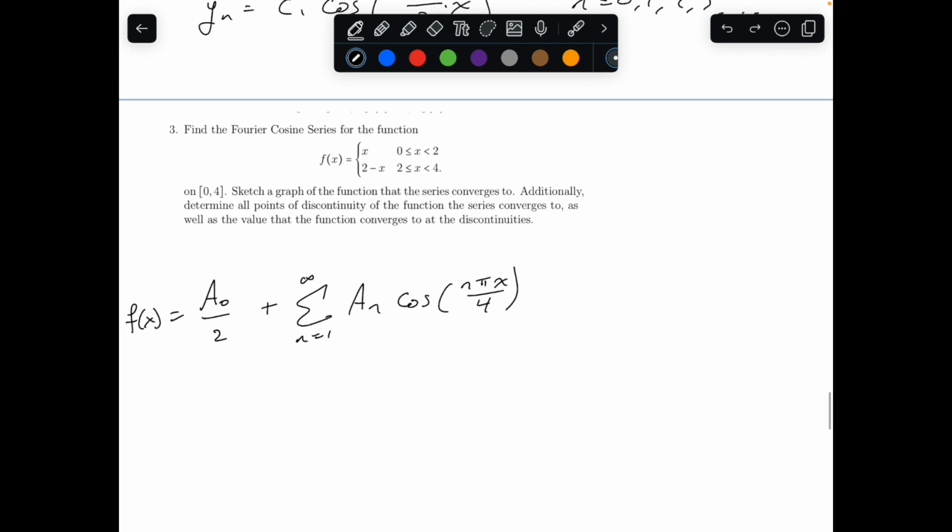And so the formula that you should remember is that an, for a cosine series, is equal to 2 over L times the integral from 0 to L of f of x times cosine of n pi x over L dx.